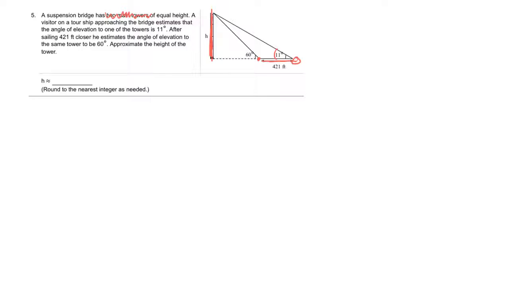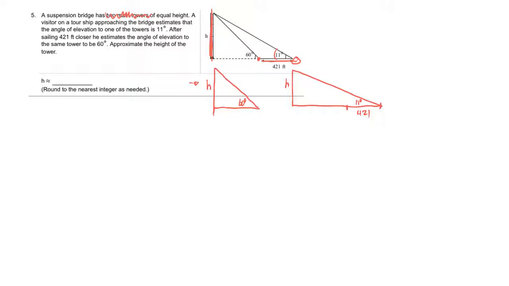So basically what I have is two triangles. This first one looks like that, and then I have another one that looks like that. A couple things to note is that the height of each of them is the same. This angle is 60 degrees, and this angle's 11 degrees. Now 421, unfortunately, is only the distance from this corner to here. That's 421 feet. And they're asking me for the height of the tower.